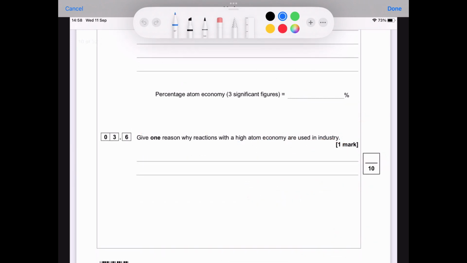The next part asks us to give one reason why reactions with a high atom economy are used in industry. This is just a 1 mark question, and when we think about it, it's simple why industry use reactions with high atom economy. So industry, they want to be sustainable and they want to be able to continue this process or the reaction that they're taking out for future generations and for the resources to still exist. They don't want the resources to run out.